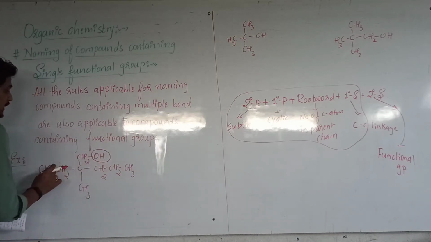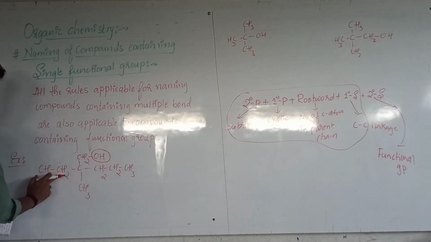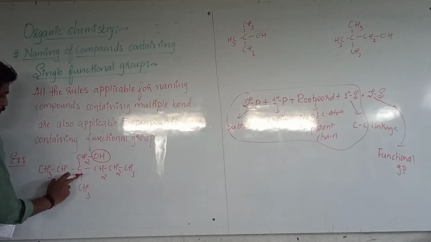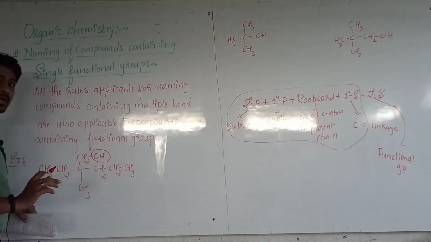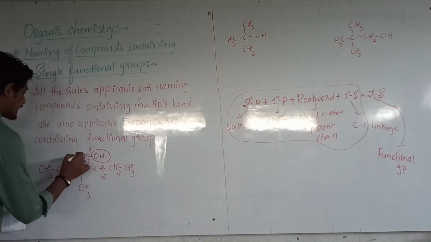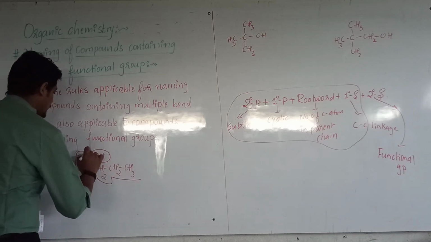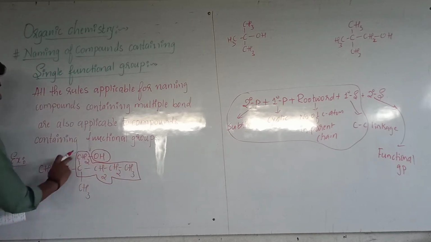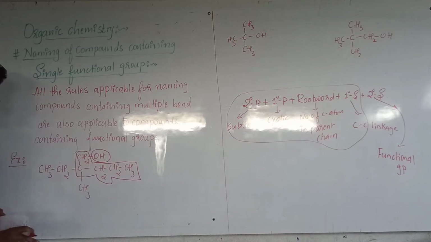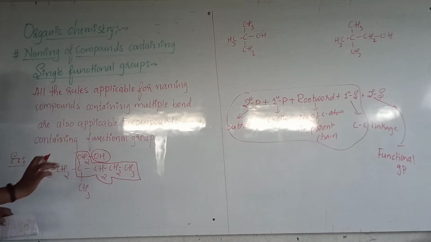See, what are the options? Either 1, 2, 3, 4, or 1, 2, 3, or 1, 2, 3, 4, 5. Which is containing more carbon atoms? This set contains more, so this is your parent chain. How many carbon atoms are there? Five carbon atoms. So the carbon atom containing the functional group is involved in the parent chain.